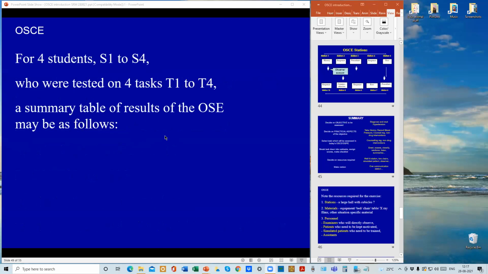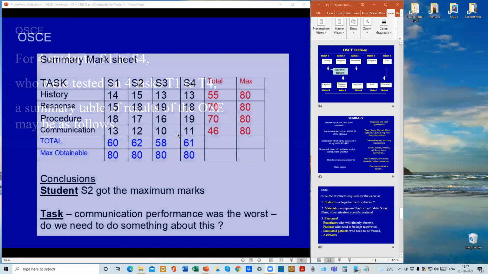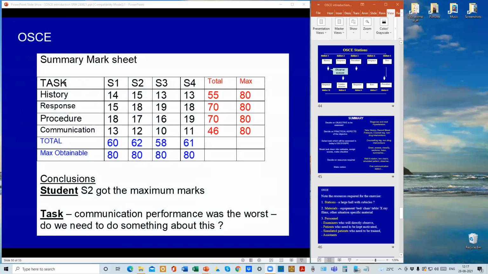Now, this is just an example of an actual OSCE when we complete it. Let us say there are 4 students, student 1, 2, 3, and 4, S1 to S4, and they were tested on 4 tasks. Let's call each task T1, T2, T3, and T4. Now look at this result of the OSCE exam. Let's understand this table. These are the 4 tasks in the columns: a history taking, a response task, a procedure task, and a communication task. These were the 4 tasks. These are the 4 students on the rows.